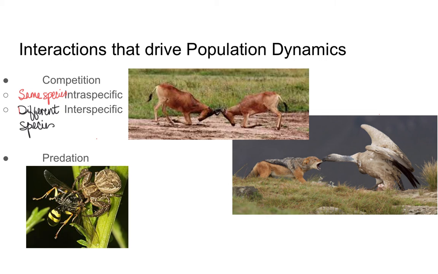Okay, so some other examples of population dynamics or interactions are competition. So we have intraspecific competition, where you have individuals who are part of the same species competing with each other. So think mate, for example. Then we have interspecific competition, where individuals from different species are competing with each other. So think more resource type stuff like food or water or shelter.